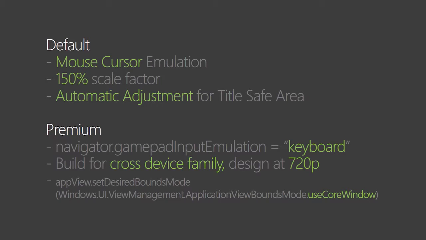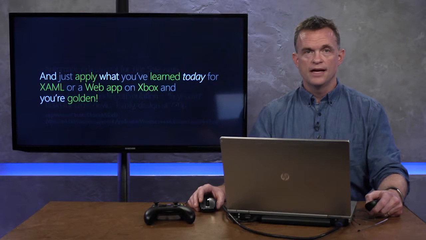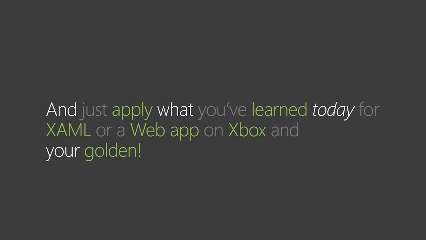And so those are the considerations when you're looking at the default versus premium experience when you're building a web app for Xbox One. And so the takeaway from this presentation is to apply what you've learned in your XAML or web app when you're bringing your application to Xbox One, and you can build a premium app experience that is the same as what you get on Xbox One today with the media apps for your particular app and application domain.